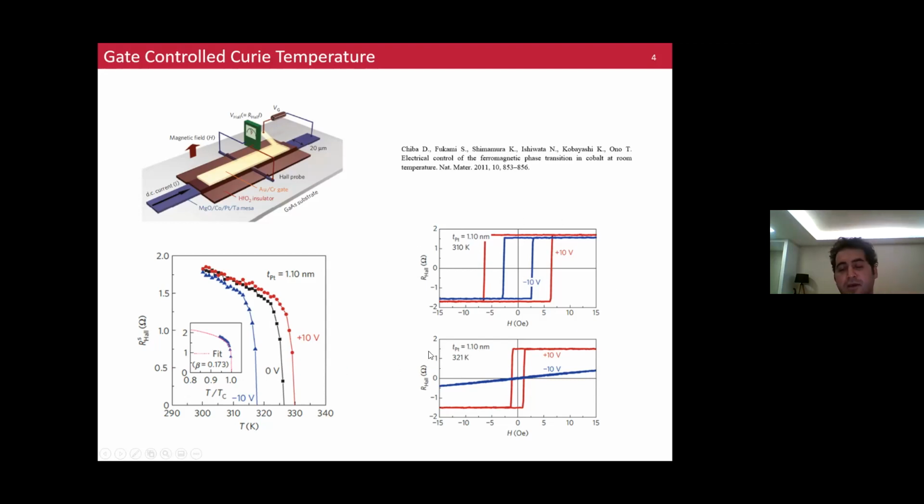So this is a very beautiful concept: we can manipulate the magnetic anisotropy and Curie temperature of a ferromagnetic material by applying a voltage.